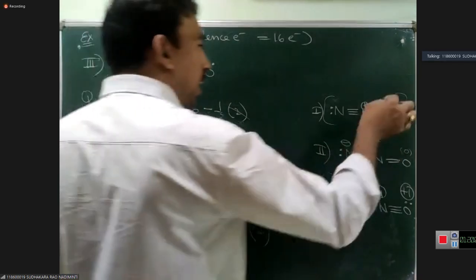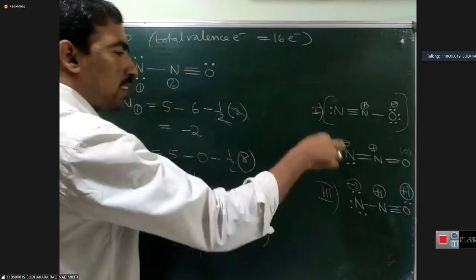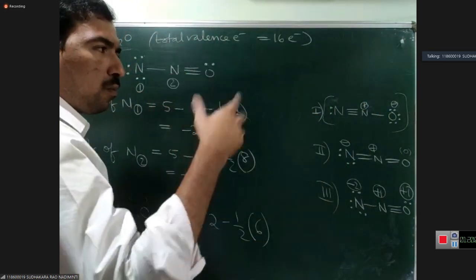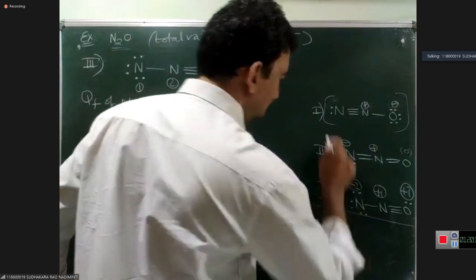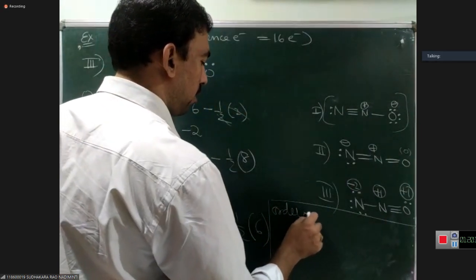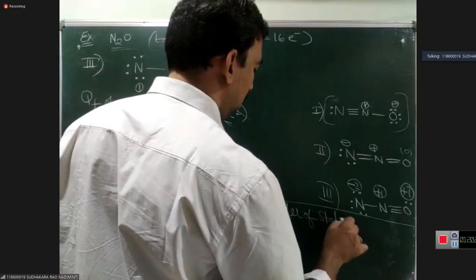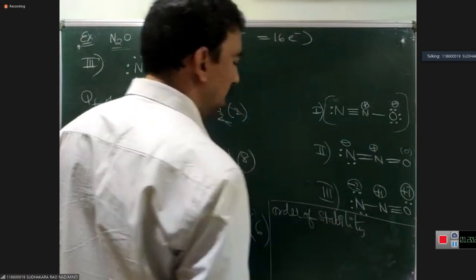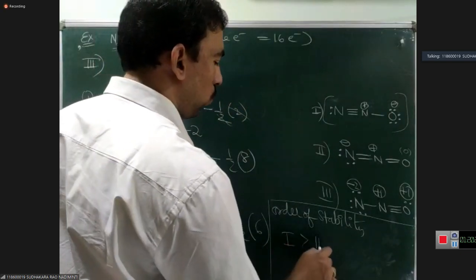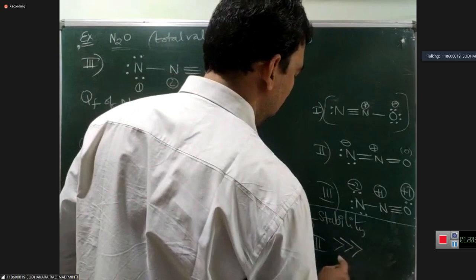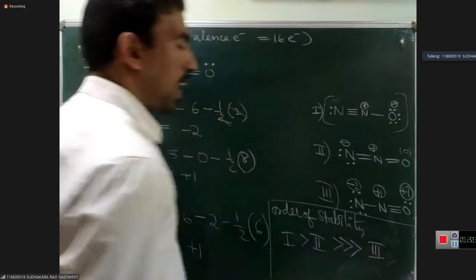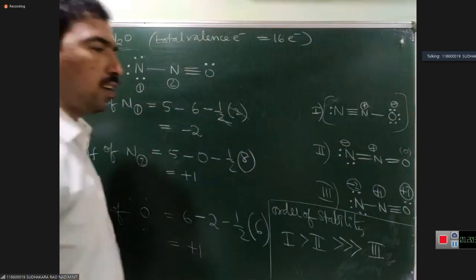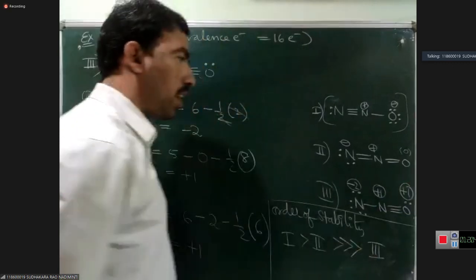Now, negative charges on a more electronegative atom than on a less electronegative atom give more stability. So the order of stability is 1 greater than 2, greater than 3 is lesser. 3 is highly unstable because positive charge is on a more electronegative atom.